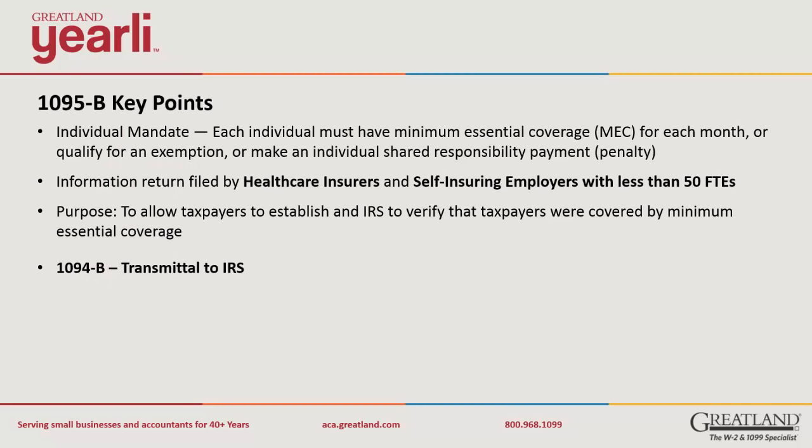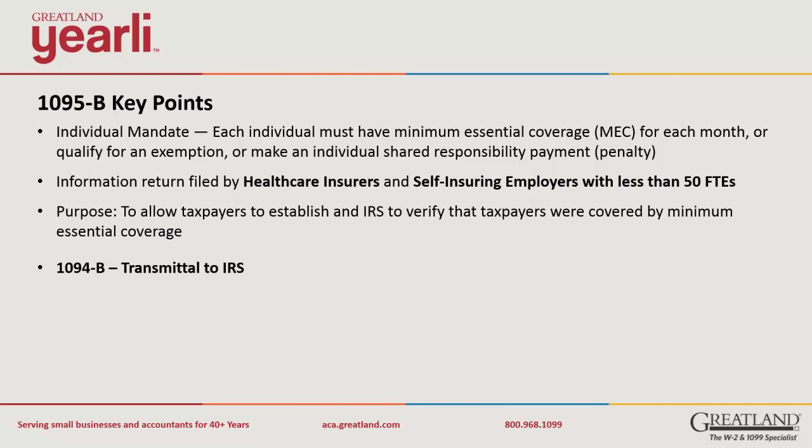One of the provisions of the Affordable Care Act is the individual mandate, which serves as the basis for Form 1095B reporting. The individual mandate states that each individual must have minimum essential coverage for each month, or qualify for an exemption, or pay a penalty. This penalty is called the Individual Shared Responsibility Payment.